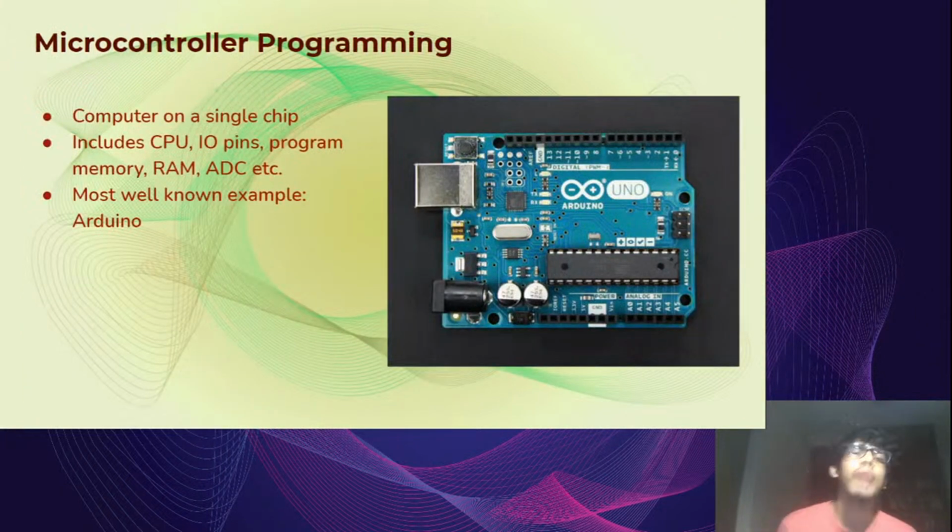Moving on to the next area, microcontroller programming. Microcontrollers are a computer etched onto a single chip. Unlike a microprocessor, like the Intel microprocessor you might have in your PC, microcontrollers not only have the CPU, but they also have program memory, RAM, input-output pins, and other peripherals, like, for example, analog to digital converters. The most commonly used or well-known example is the Arduino board, pictured on the right.